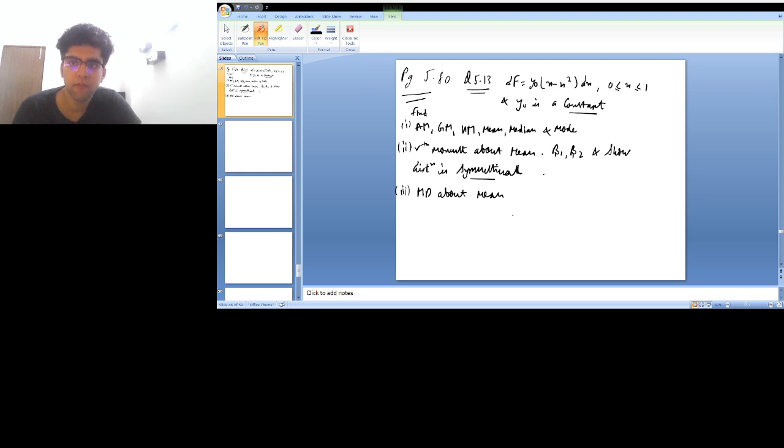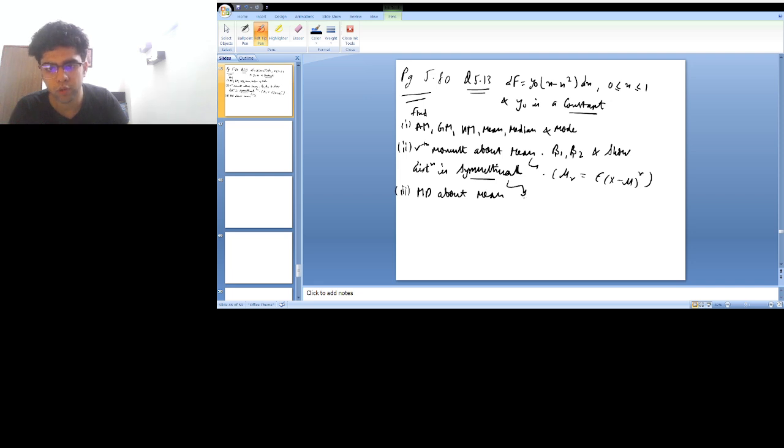This is my PDF where x lies between 0 and 1 and y0 is a constant. We need to find the arithmetic mean, the geometric mean, the harmonic mean, the mean, median and mode. In the second part, we need to find the rth moment about mean, which is equal to E[(x minus mu bar)^r], and beta 1 and beta 2. Also, we need to show that the distribution is symmetrical.